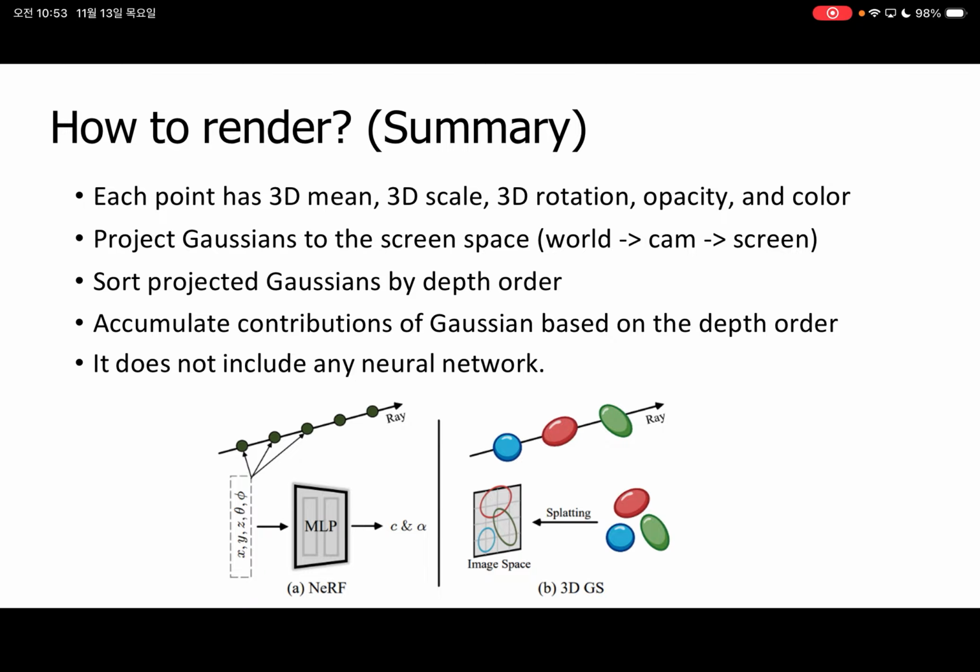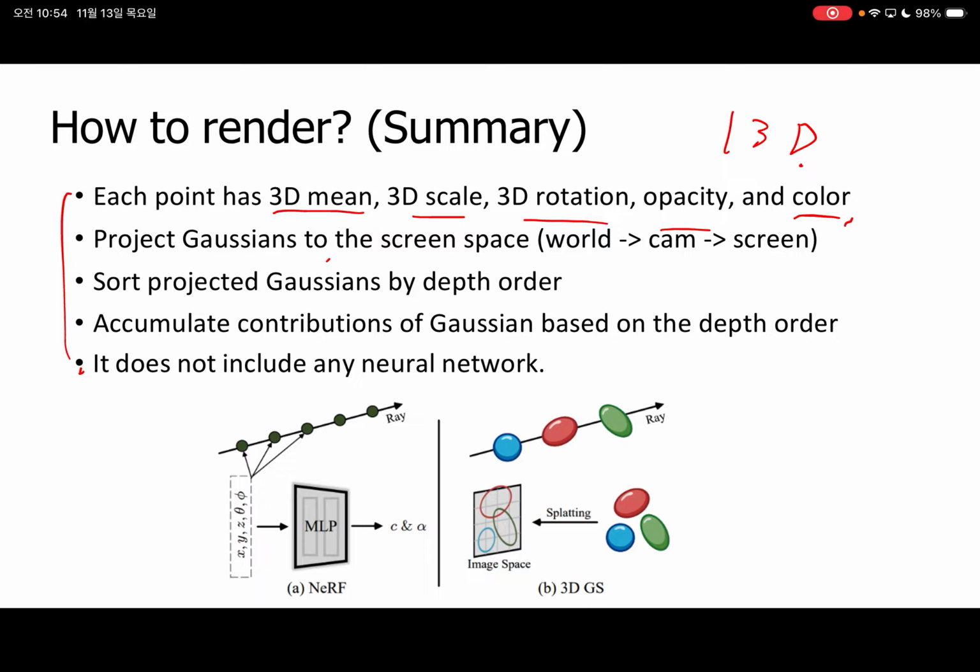And then how can we render? In brief, we will study the details in the next slides, but let's see how to get images using 3D Gaussian splatting. As I said, each point has a 3D mean, 3D scale, 3D rotation, opacity, and color, right? A 13-dimensional vector for each point. And then we can project the Gaussian to the screen space.